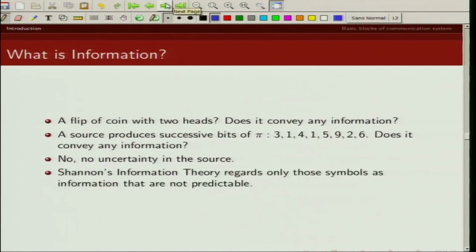Shannon's information theory regards only those symbols as containing information that are not predictable. As another example, if you have an unbiased die and you roll it, and I ask you to guess what the number is, that event conveys information, because you do not know when I roll an unbiased die whether I am going to get 1, 2, 3, 4, 5 or 6.